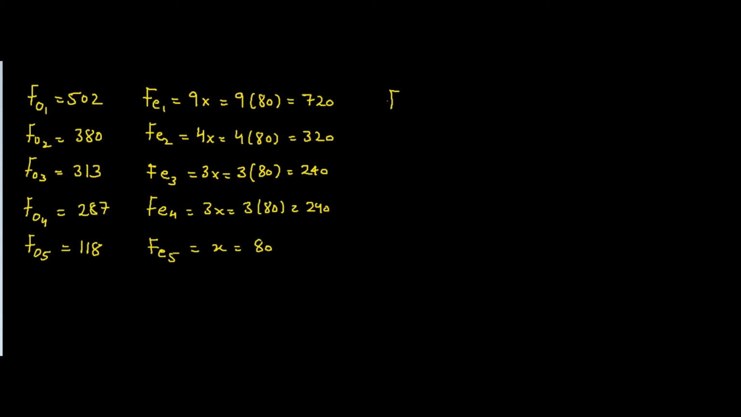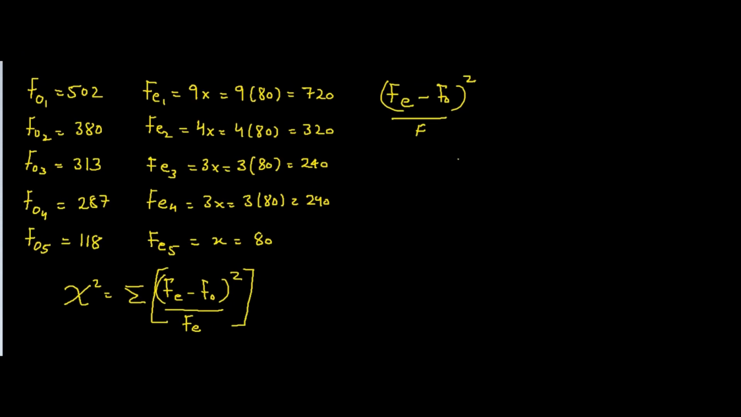We need to find the difference between. Let me write the formula if you have not written it. Chi-square is equal to sigma of f of e minus f of o, or f of o minus f of e. Both the things, it is f of e. Now we can find the values for all of them.